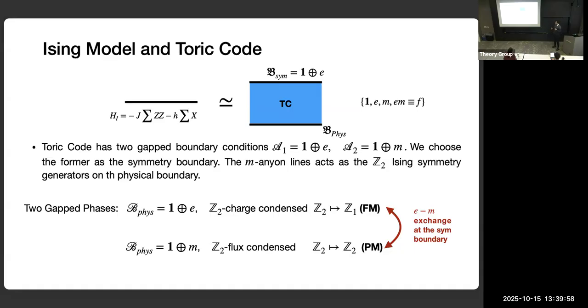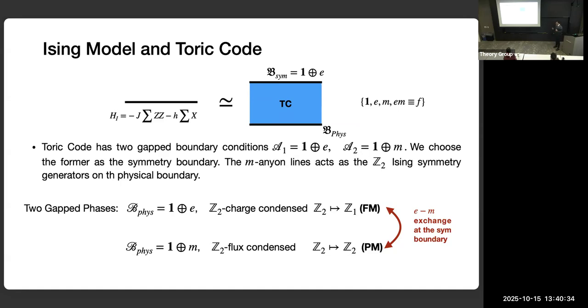Now, as opposed to that, I can choose the M-condensed boundary at the bottom. Now I'm condensing the Z2 flux because I declared the M line to be my symmetry operator. If I have an open M line, the M anyon appears at the end of the line, and that would be like a symmetry flux. And if I choose the bottom boundary to be also M condensed, this is like Z2 flux condensation. So that's the disordered phase, which is the paramagnet with unique ground state.